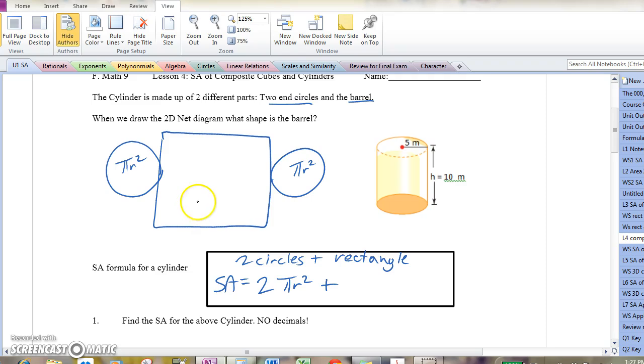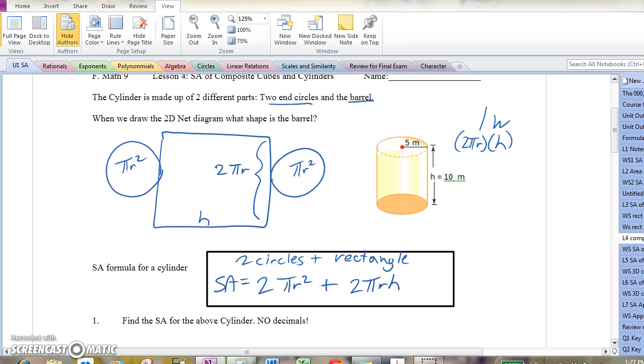For the rectangle, all rectangles are length times width. This one is the height. This distance here, what is that distance? Wraps around the edge of the circle. It's the circumference, which is 2 times pi times r. So the length is 2 times pi times r. The width is h. So when we multiply them together, we don't need the brackets, but we can just write 2 pi r h.